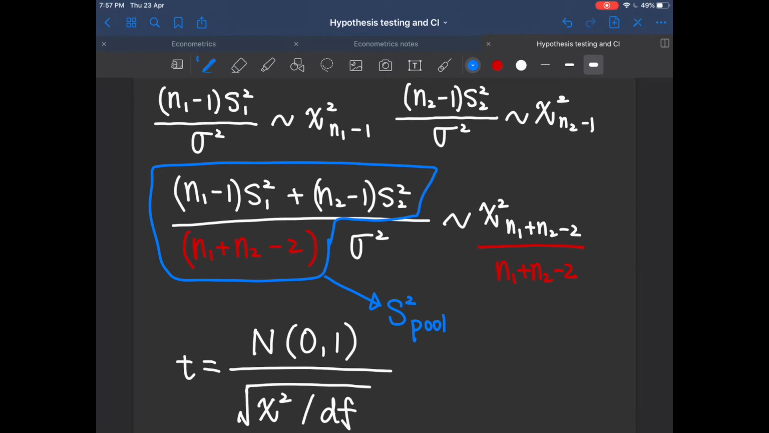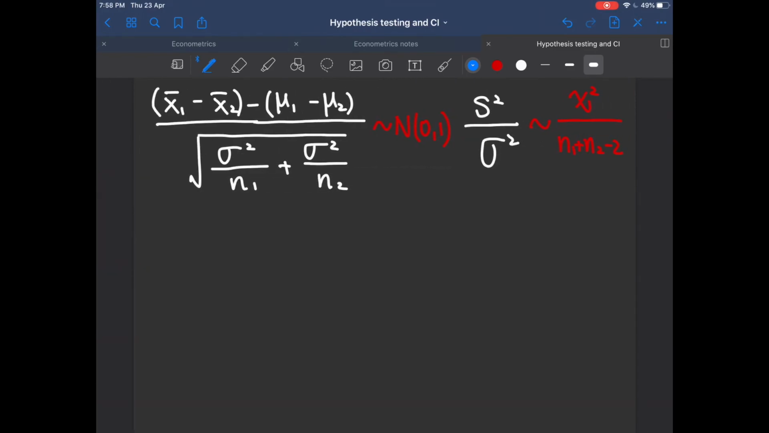Now you realize that S pool square divided by the population variance is exactly what we want in the denominator. Later on, I'm just gonna refer to S pool square as s squared, because it's simpler that way. So we found a statistic that follows a chi-square distribution, which we also divide by its own degree of freedom, and we have also found another expression that follows a standard normal.